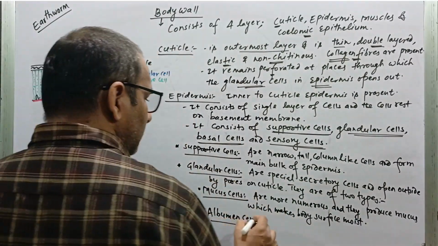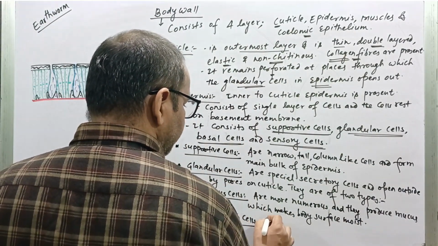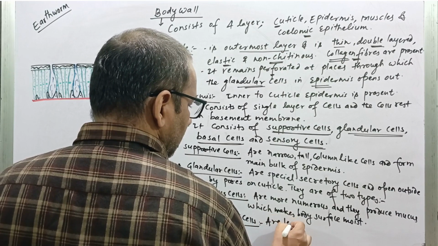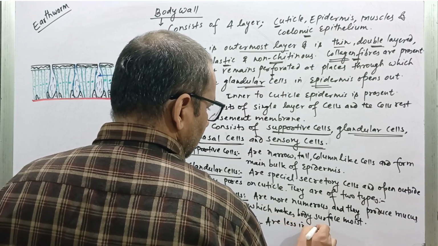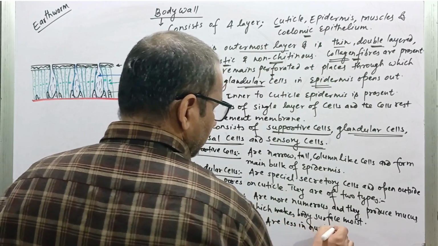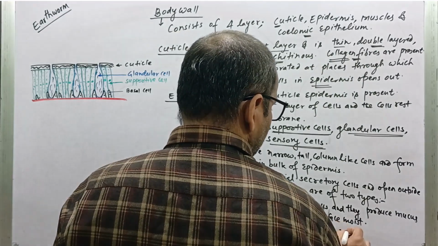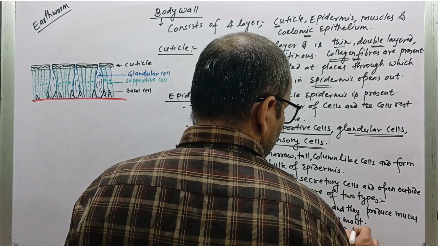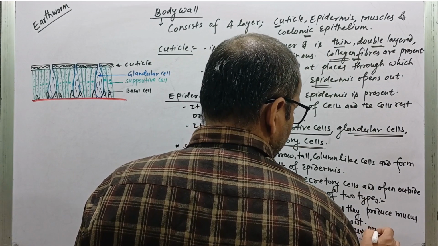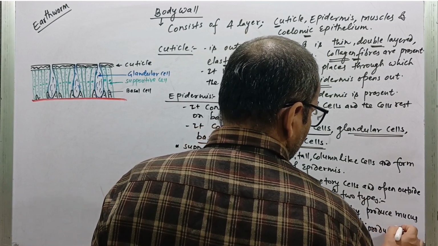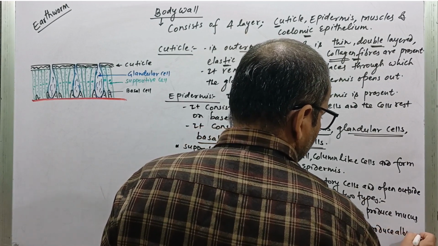Now, the albumin cells are less in number and they produce albumin.